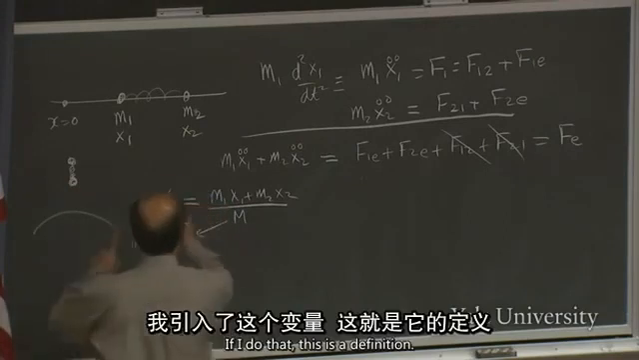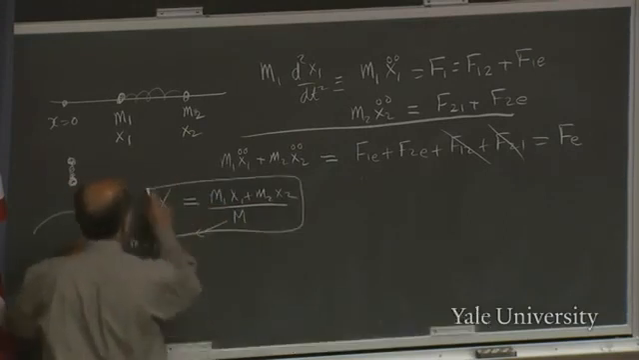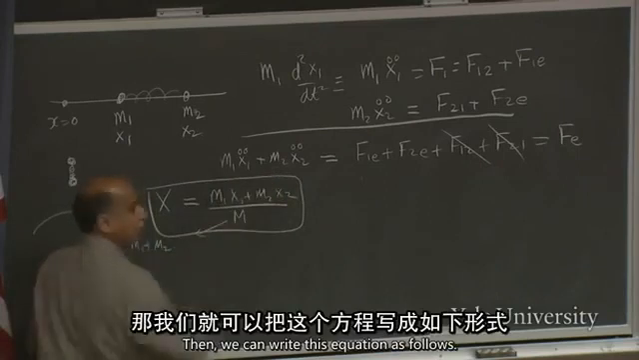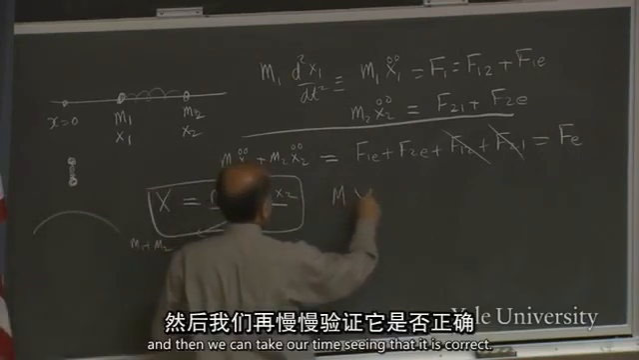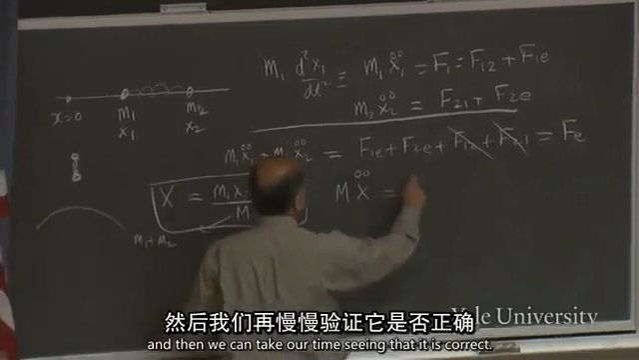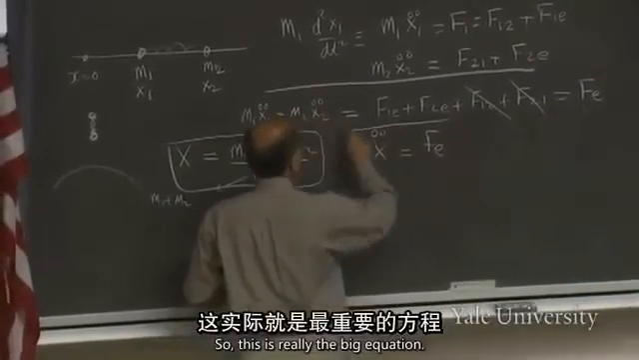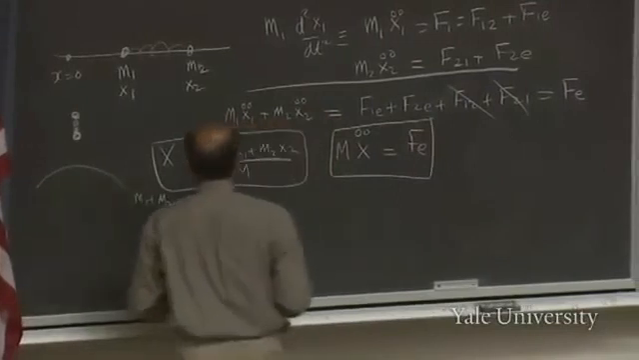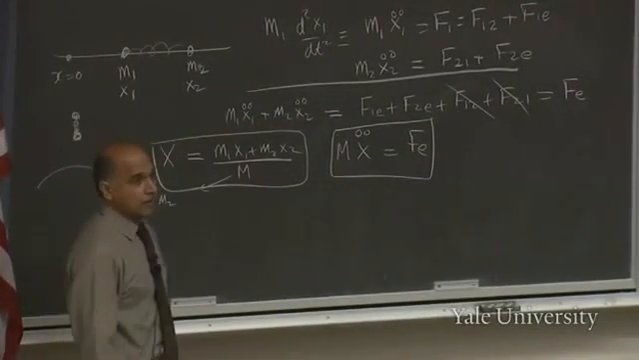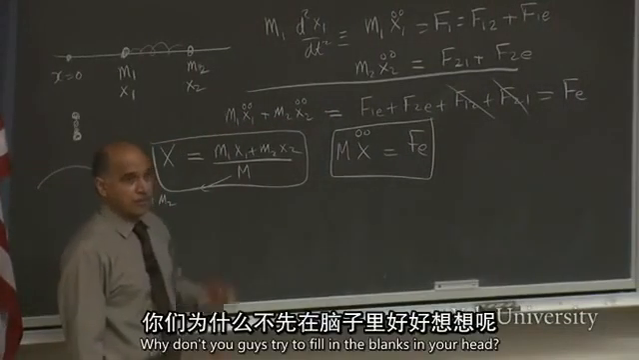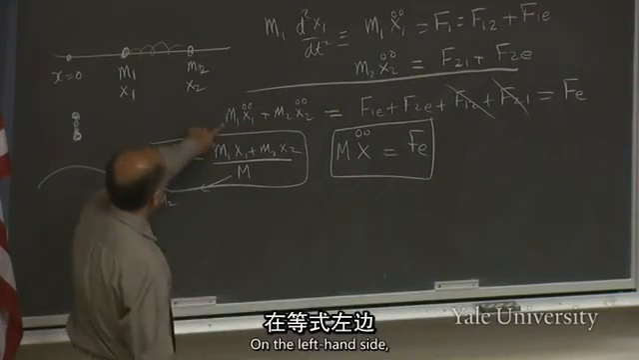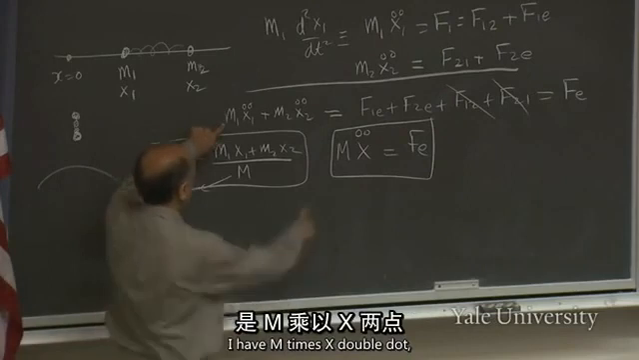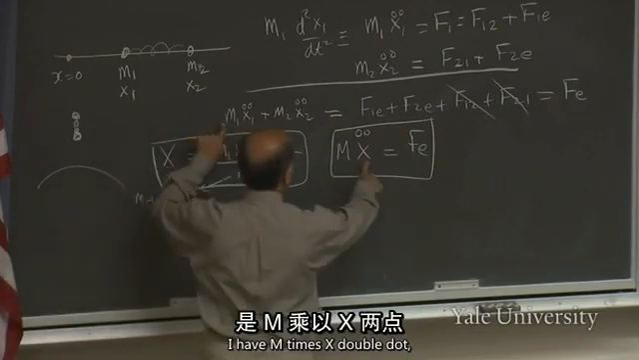If I do that, this is a definition, then we can write this equation as follows. I will write it and then we can take our time seeing that it is correct. So this is really the big equation. Why don't you guys try to fill in the blanks in your head? This is really correct. On the left-hand side, I have capital M times x double dot.